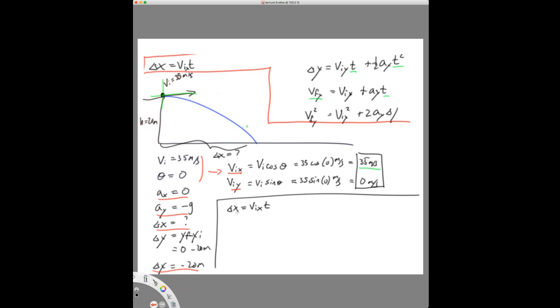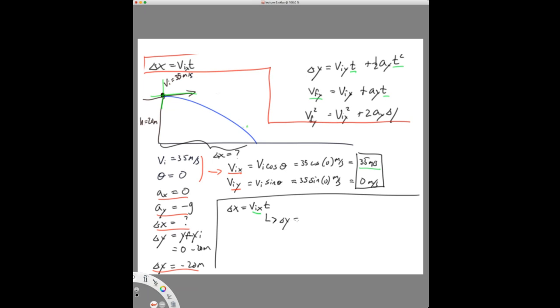Now, the V initial X, we know, but the time we do not know. So that tells us what to do next. We now need to solve for time. If I look over at my equations on the right, there are no more equations on the left that have time, so I have to come to the right. I see only two equations with time. The first equation has time as the only unknown, and the second equation has time and VFY as unknowns. So I would like to pick the first equation.